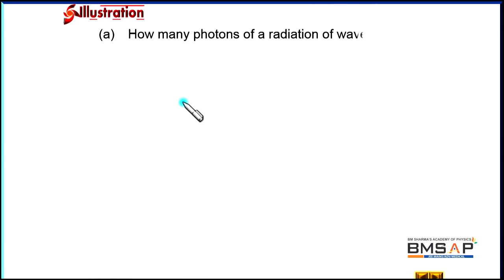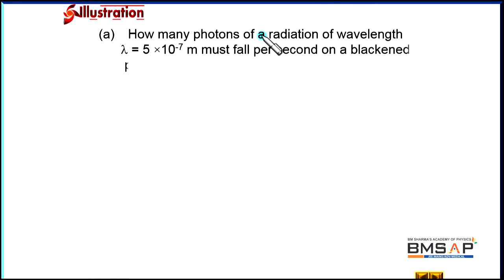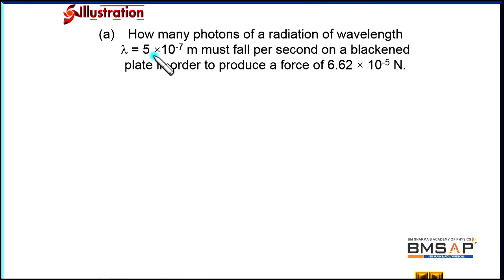In this illustration, it is given how many photons of radiation of wavelength lambda = 5 × 10^-7 meter must fall per second on a blackened plate in order to produce a force of 6.62 × 10^-5 Newton, right. And here you can observe we need to calculate the number of photons of radiation and the wavelength is given, and this force we need to develop due to radiation, right.